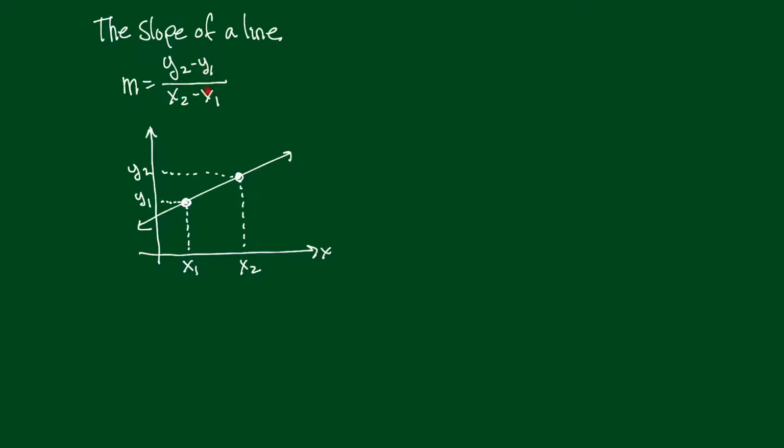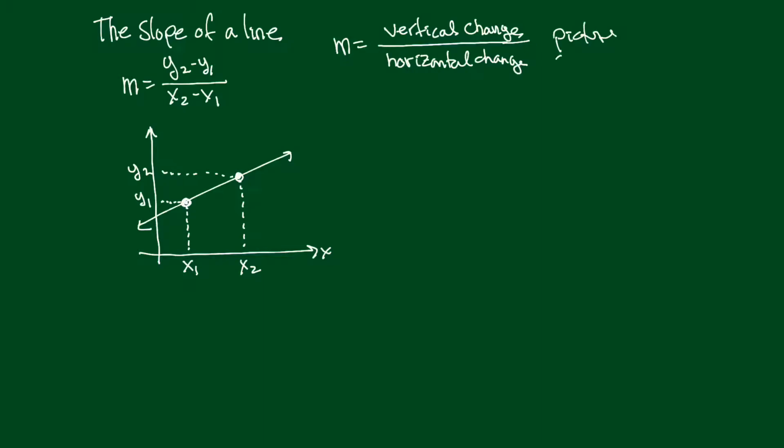So I'm going to write this in a different way. I'm going to write it as just what it is: y2 minus y1, that's the vertical change, and x2 minus x1, that's the horizontal change. And I'm going to use this when I want to compute the slope. If I have a picture, I'm going to use this. So this is really useful when you have a picture. That means you have a graph.